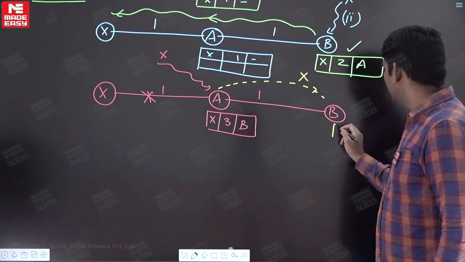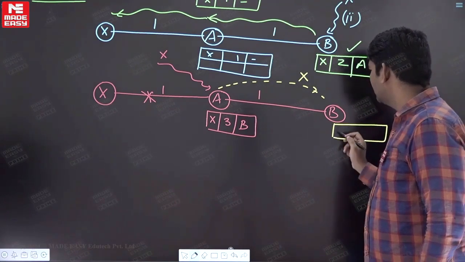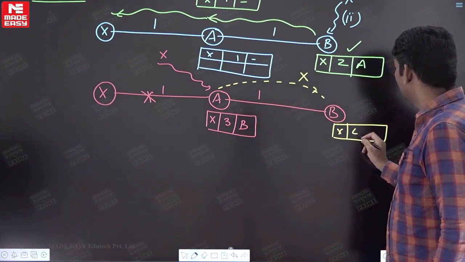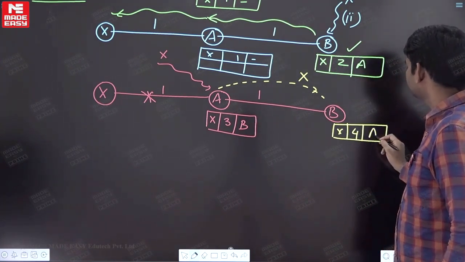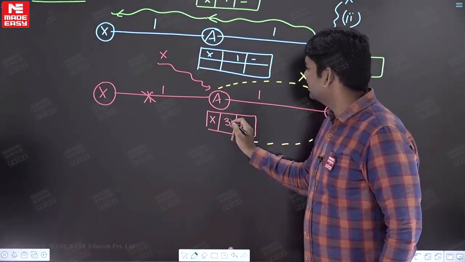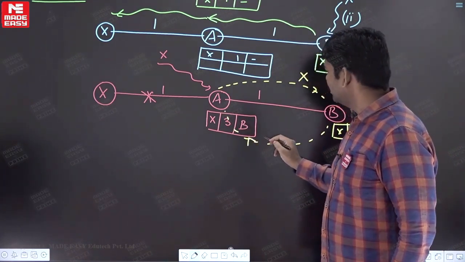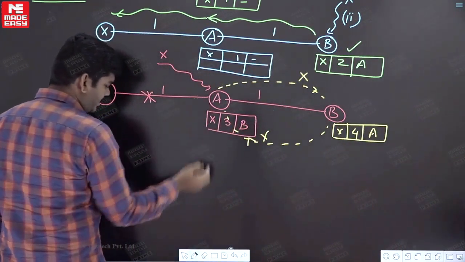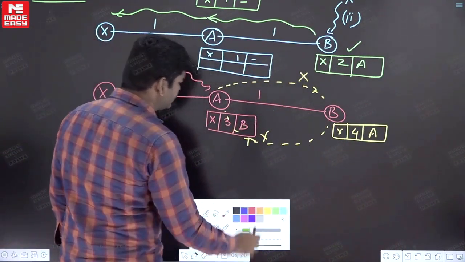So it's going to update the tables. How is it going to update X? How many units? See, 1 plus 3, how much? 4. Who is the mediator? A. Then B will forward that particular packet to what? X. Now tell me, with respect to this packet, again this is a new packet. When this is a new packet, it is going to update.